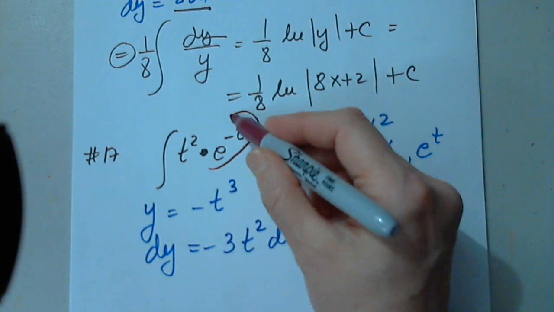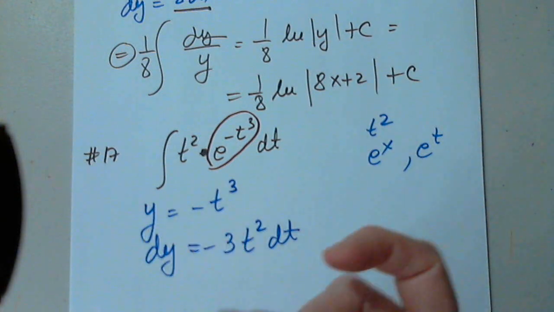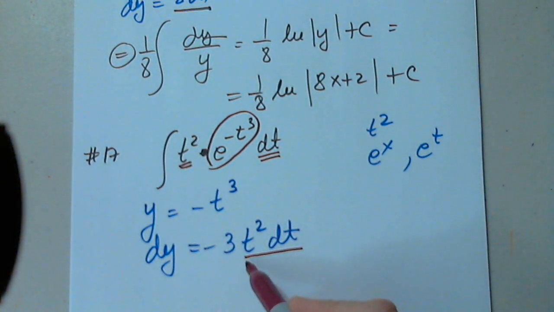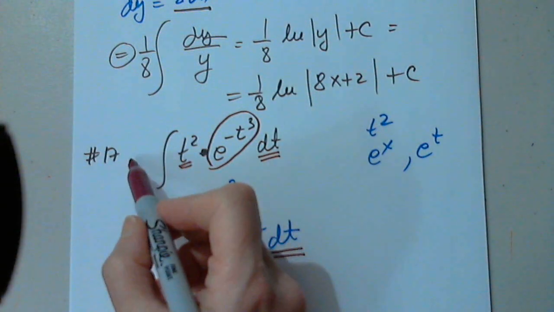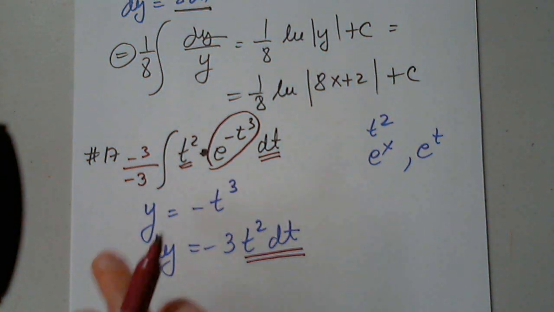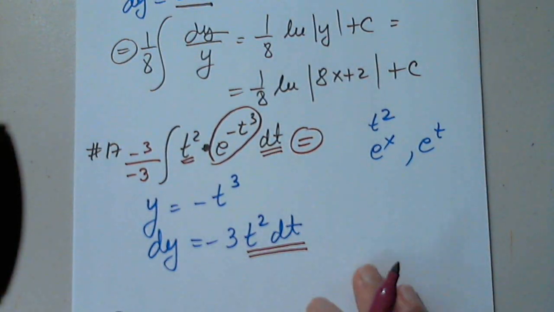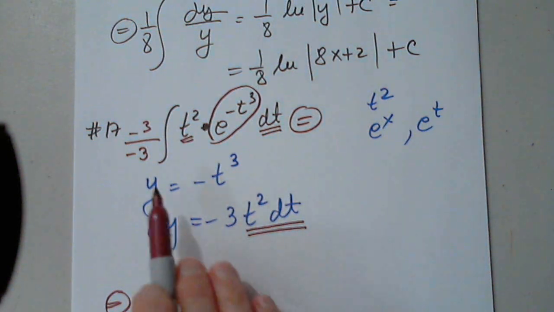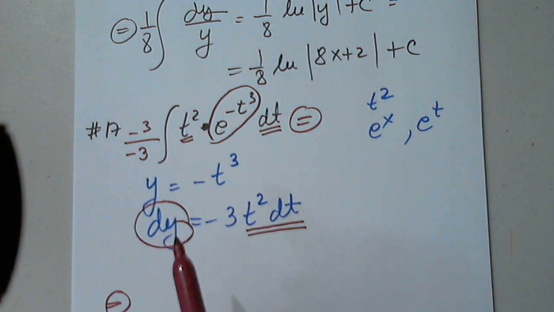So no problem here. This is e to y. No problem here because I have t squared dt. But I am missing the -3. So I will multiply by -3 and divide by -3, which makes no problem because this is 1. So it creates no problem. But the -3 with t squared and dt, -3 t squared dt, will be replaced by dy.